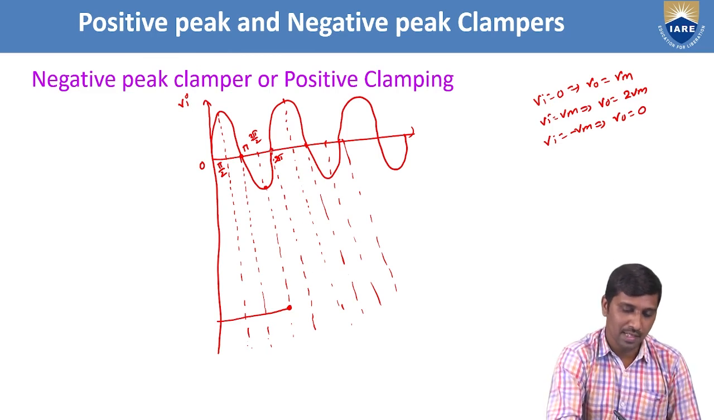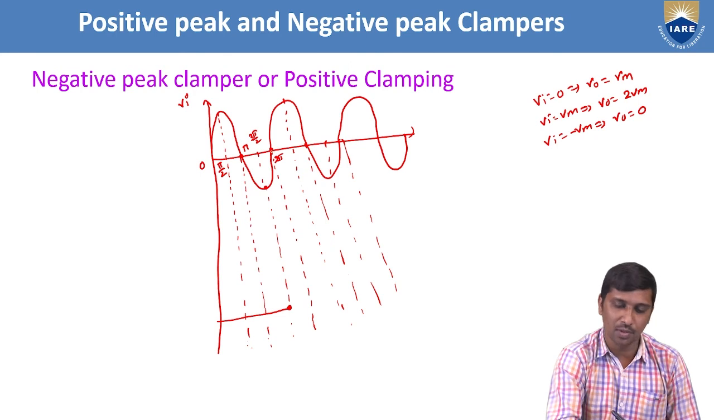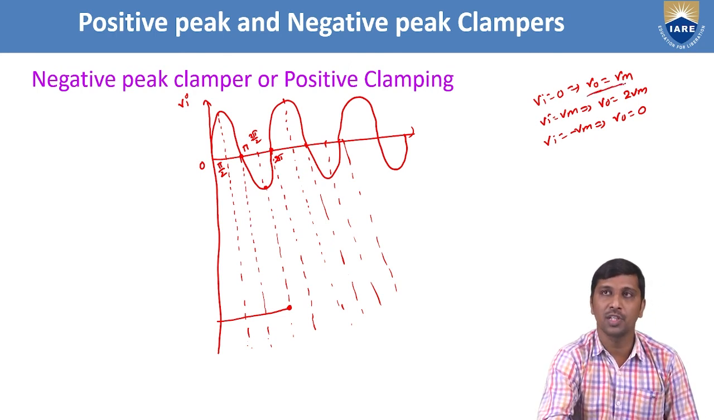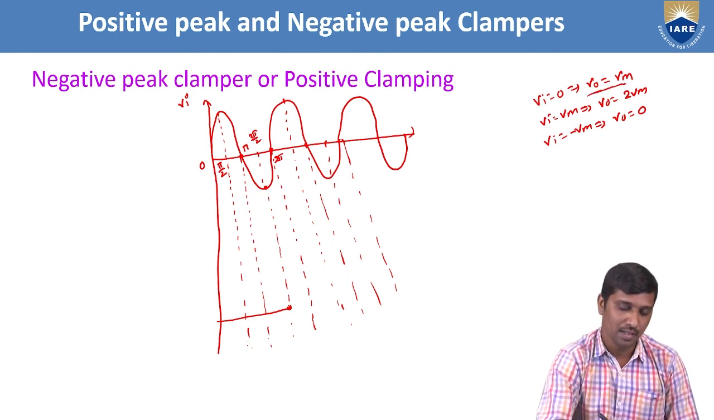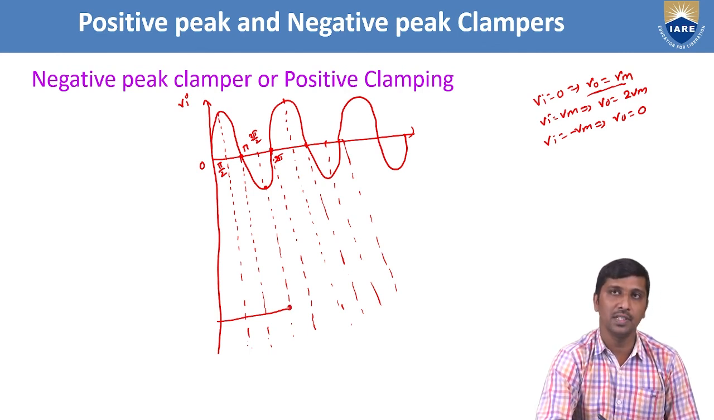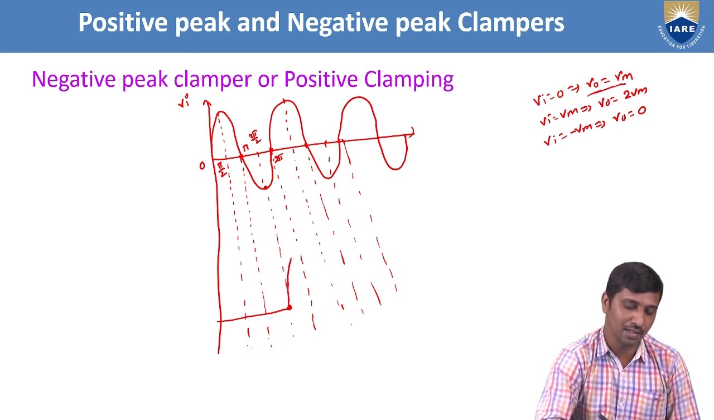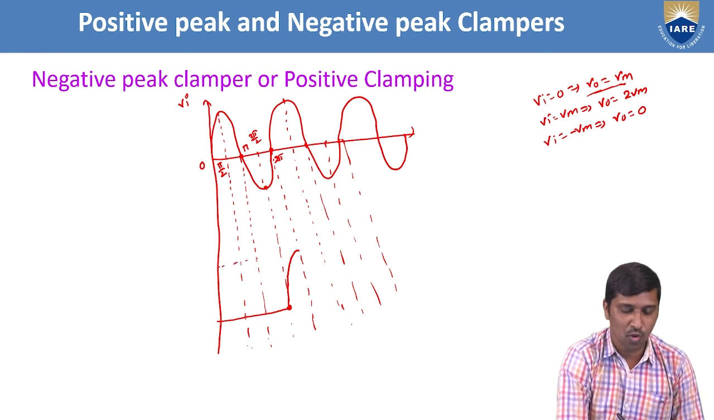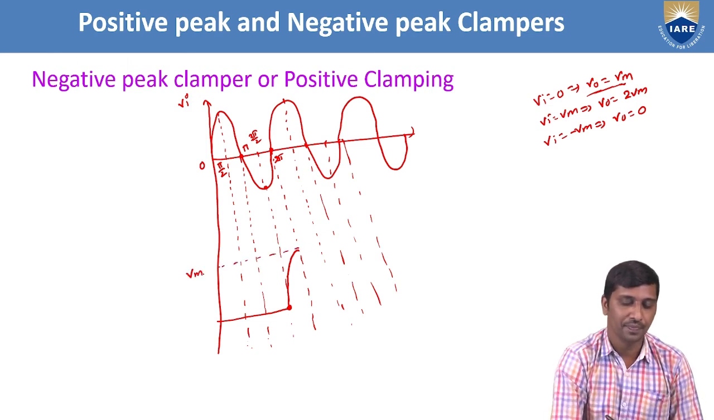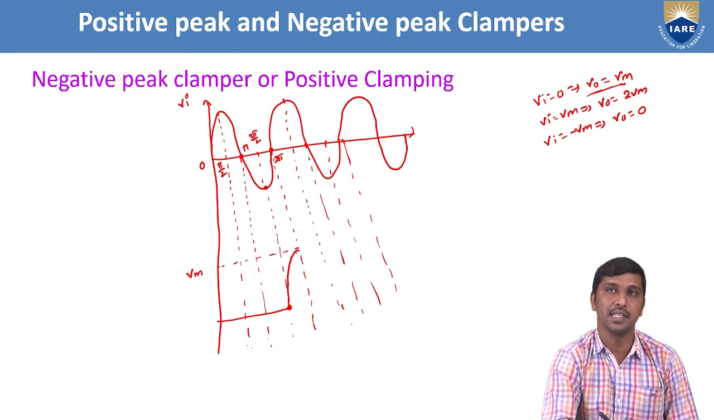Now when Va is 0, what is the input voltage? That is 0. When Va is 0, what is the output voltage we observe? Vm. So previously the output is at 0 voltage, and now this output is changing towards Vm. So from 0 to Vm we need to take, in the positive direction. Let us take this point as Vm when Va is 0.